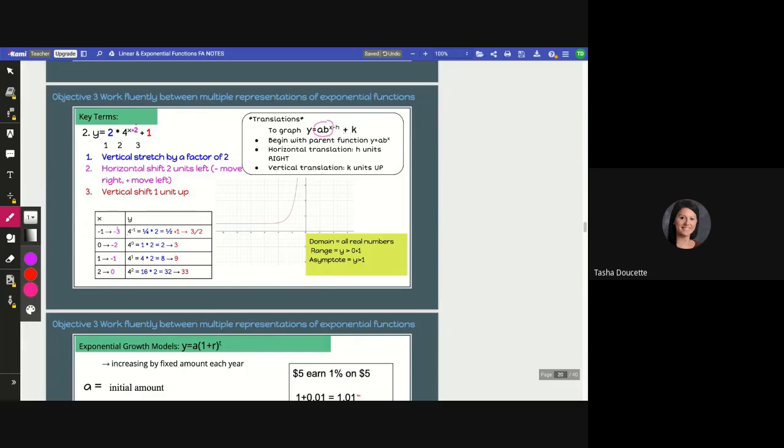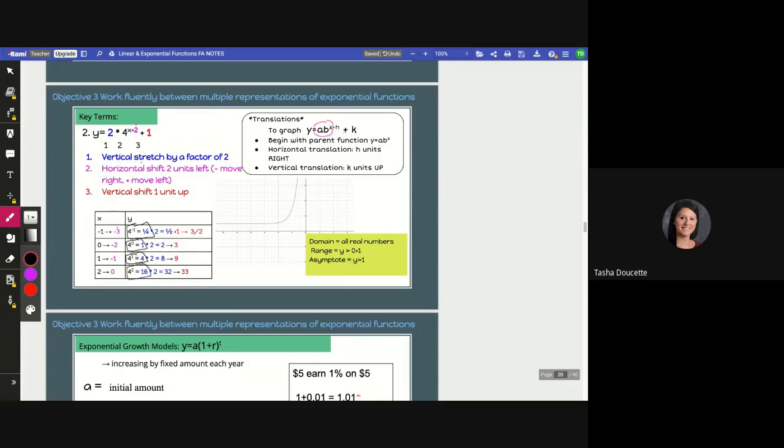So let's look at this equation. We have 2 times 4 to the x plus 2, plus 1. All right, so we're starting with our parent function, which is 4 to the x power. And we're going to plug in all of our x values in black over here to find what that is. 4 to the negative 1 is 1/4, right? So I'm going to highlight that in black over here. 4 to the 0 is 1. 4 to the 1, or the first power, is 4. 4 to the second power is 16.